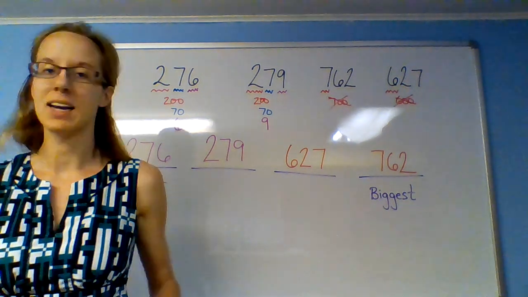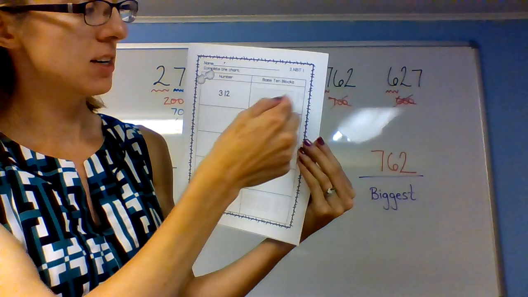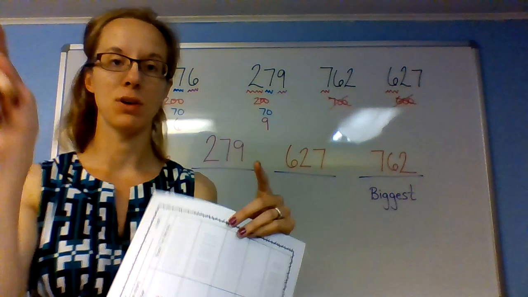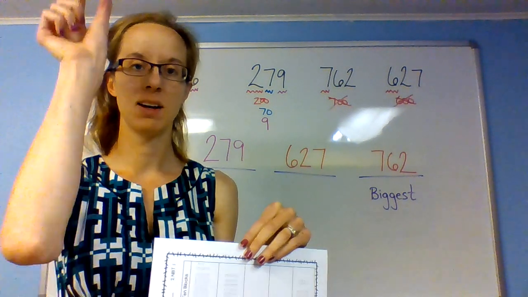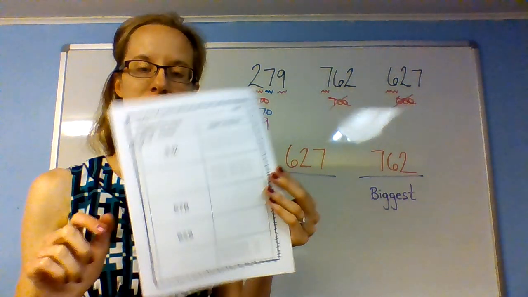In your packet today, you have 2 pages that look like this that are asking you to write out either the number or the base 10 blocks that would go with it. Remember for the base 10 blocks that the flats are worth 100, the sticks are worth 10, and the little individual cubes are worth 1. When you draw the base 10 blocks, you don't have to draw all those little lines. You can do it like I did, where you draw a big square for the flats, a stick for the tens, and then just little squares for the ones. So you have 2 pages in your packet that look like that.